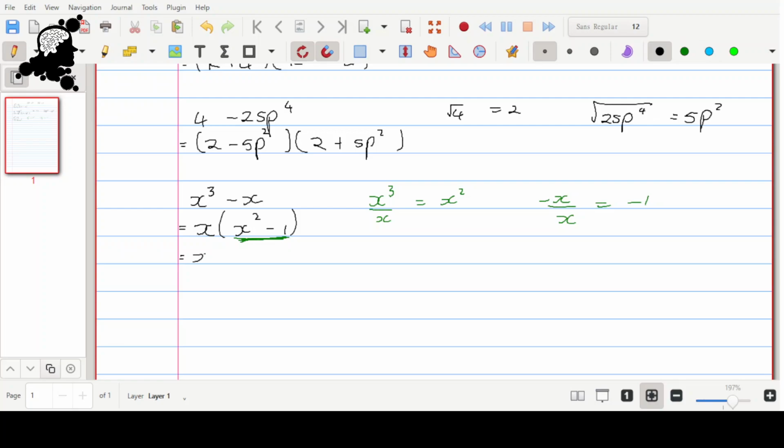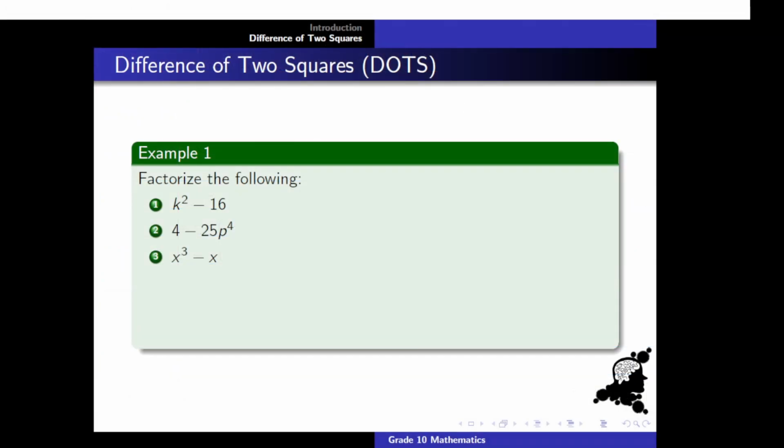So I leave the common factor where it is, and then I open two sets of brackets. Let's put plus, let's put minus. We are then going to say the square root of x squared. This is going to give us x. So let's put x there, let's put x there. Then the square root of 1, this is 1. So let's put 1 there, let's put 1 there. Wonderful, brilliant, we are done. And let's move on to the next question.